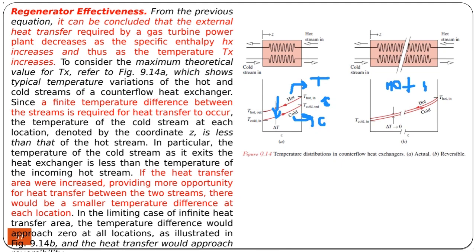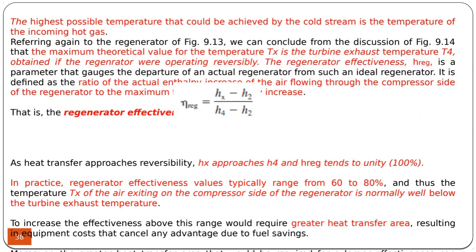So it means that we have to mention an effectiveness of the regenerator, or effectiveness of heat transfer, the heat exchanger. So effectiveness of the regenerator is (Hx minus H2) divided by (H4 minus H2). If Hx and H4 are the same, then it means that the regenerator has 100% effectiveness.